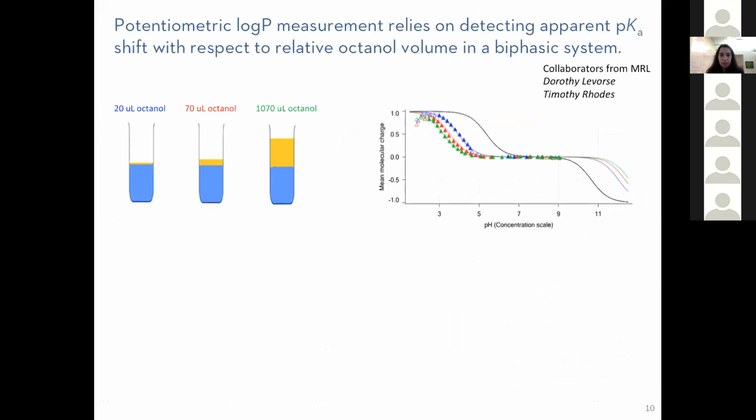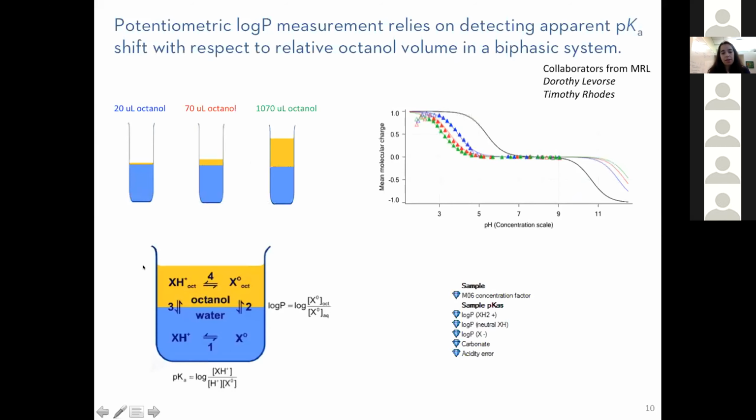Potentiometric logP measurements rely on detecting apparent pKa shift with respect to relative octanol water volumes in a biphasic system. The difficulty in this measurement method is determining the sequence of octanol water ratios that you need to measure. For example, this experiment was done at 20 microliters, 70 microliters, and 1,000 microliters octanol. And in each case, the pKa shifts. The equilibrium equations for the ionization and the partitioning are fit together to this data to measure the logP of the neutral compound.